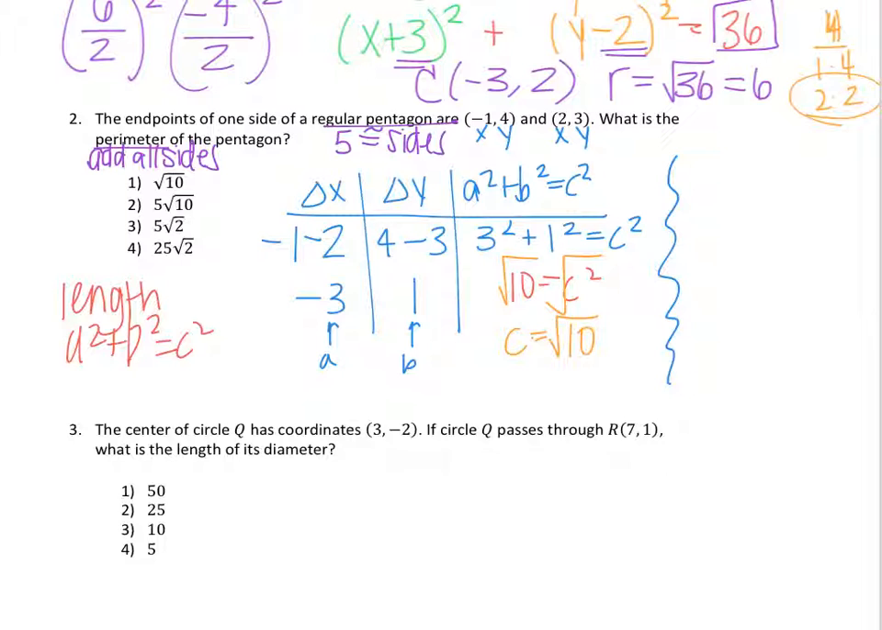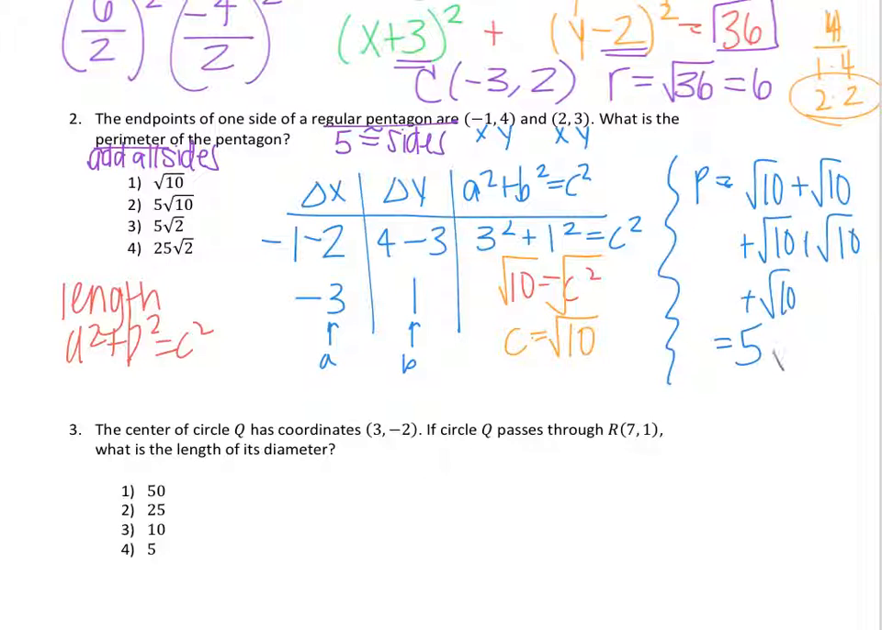So I found c equals the square root of 10. Now that is a choice, but remember we need to find the perimeter, which means that we are adding up all 5 sides, and all 5 sides are square root 10. So we have square root 10 plus square root 10 plus square root 10 plus square root 10 plus square root 10. Well, we have 1, 2, 3, 4, 5 of them, so that's a total of 5 square root 10. Choice 2.